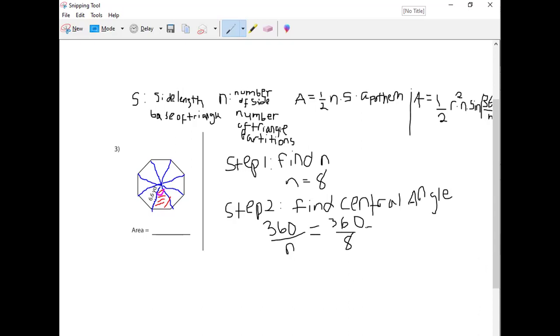Okay, so 360 divided by 8, I will ask Google real quick. Hey, Google, what's 360 divided by 8? 360 divided by 8 is 45. Okay, 45. So my central angle for this polygon is 45 degrees.